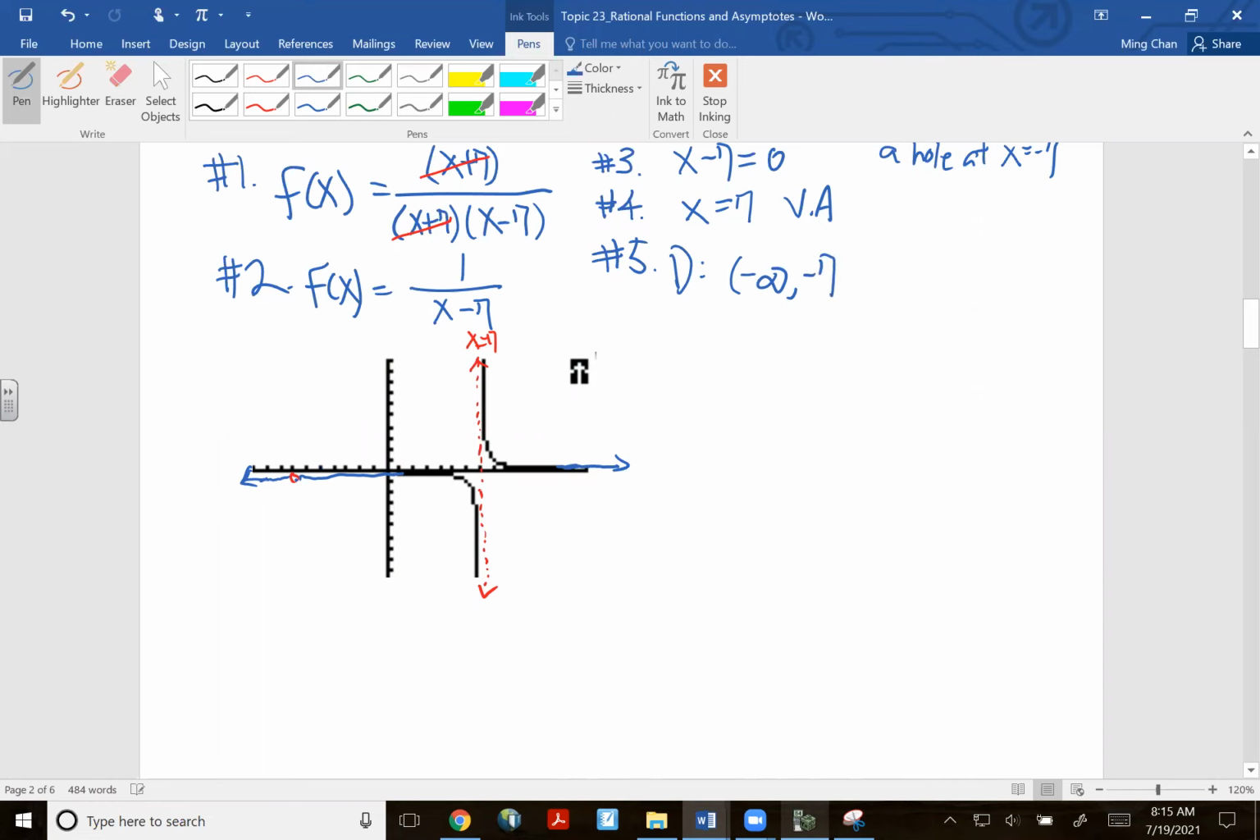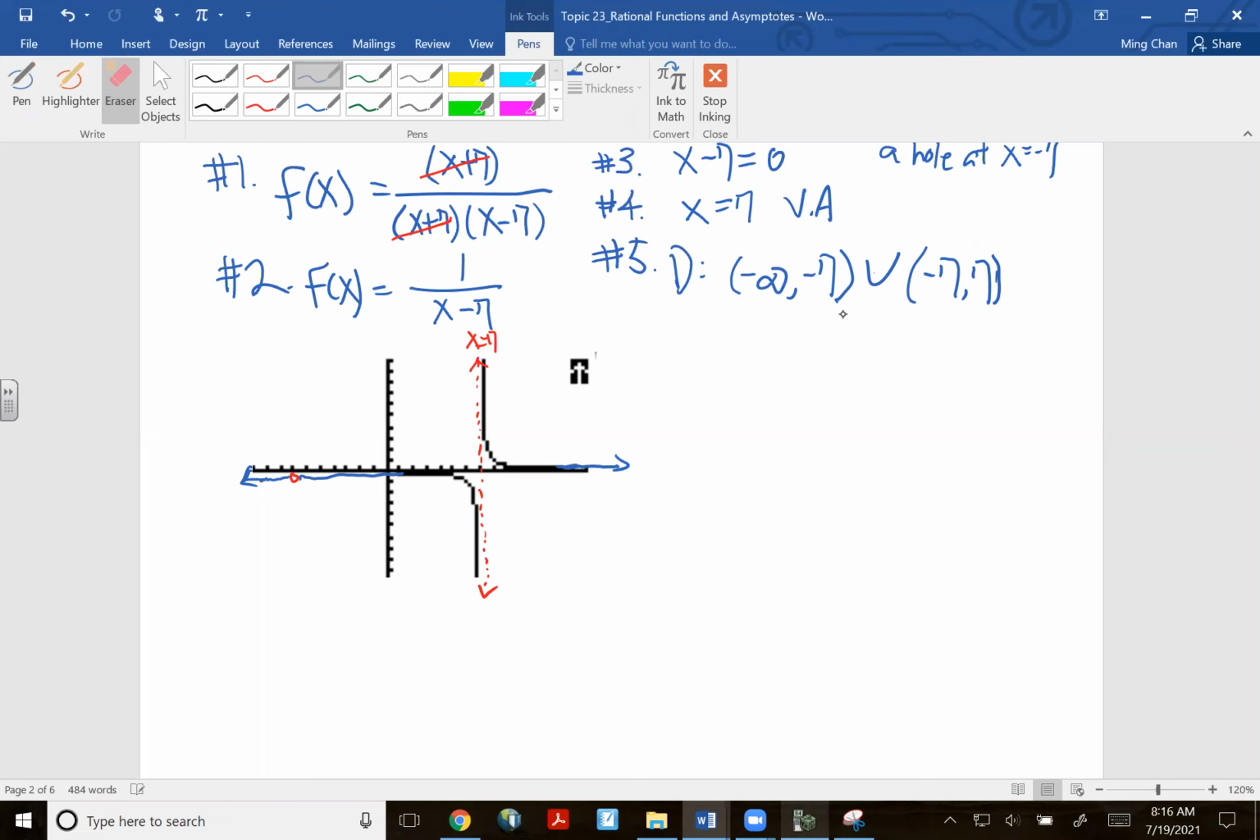Since my graph does not exist there, I can use a parenthesis, right? It's not on the line. Union from negative 7 to the vertical asymptote, my function does exist. And my function can never ever touch the vertical asymptote, so I have to use a parenthesis also. So this negative 7 is a hole. The parenthesis, I'm going to write it down.